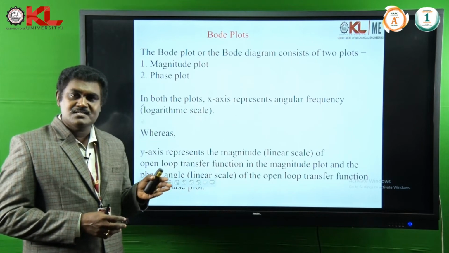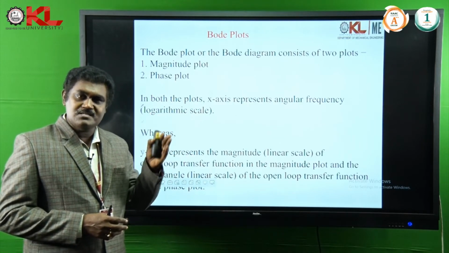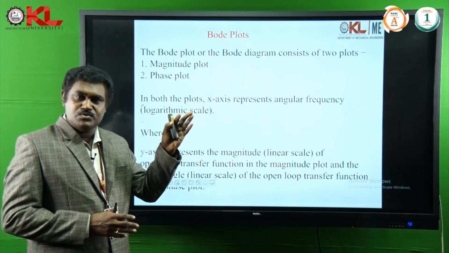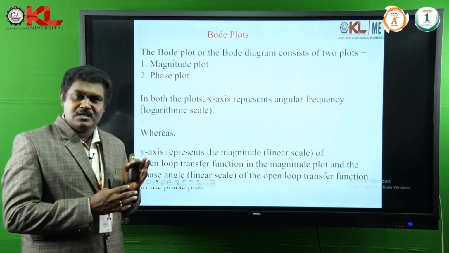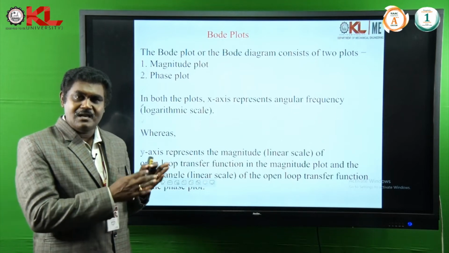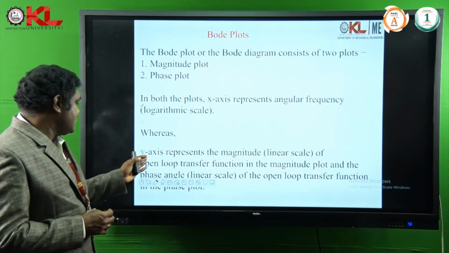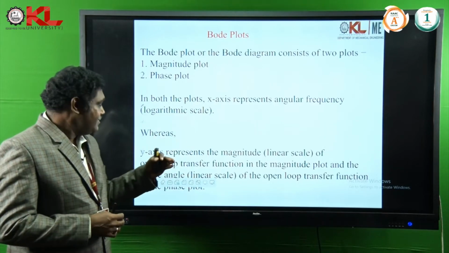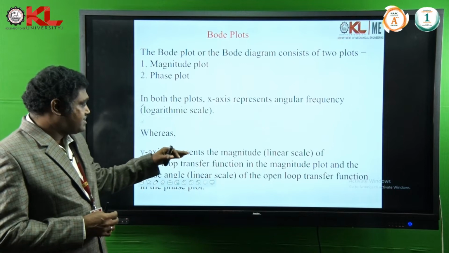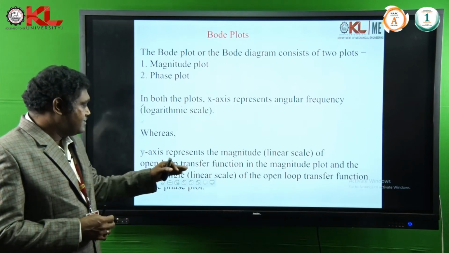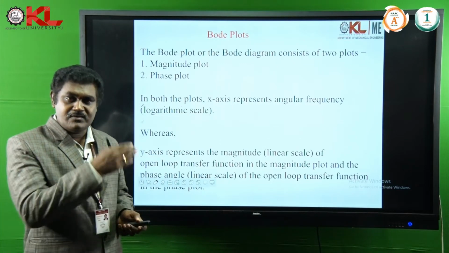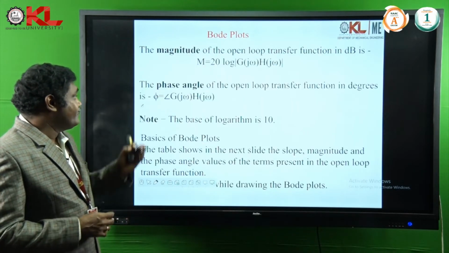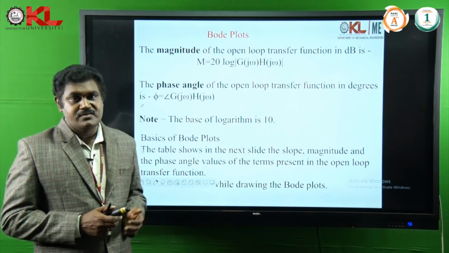In both the plots, the x axis represents the angular frequency and the y axis represents the magnitude as well as the phase angle. In one part you represent the magnitude versus frequency, and in the other part the phase angle versus frequency. We will construct the magnitude plot and the phase angle plot, and see how to find the magnitude of the given transfer function.